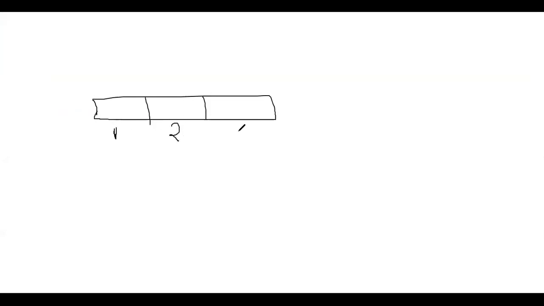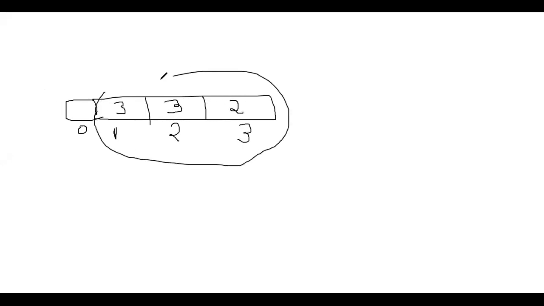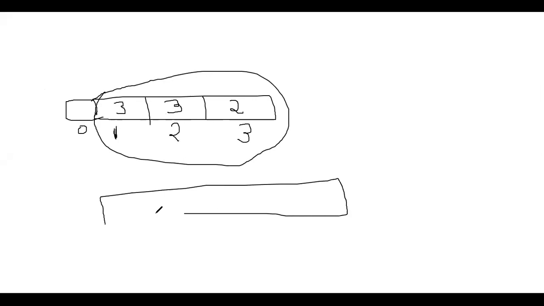I create an array. We have a 0th index also, that is fine. I create an array and I count how many ones are there. There are 3 ones, there are 3 twos, and there are 2 threes. Now what I do is I traverse this array sequentially and I create a new array out of these occurrences.